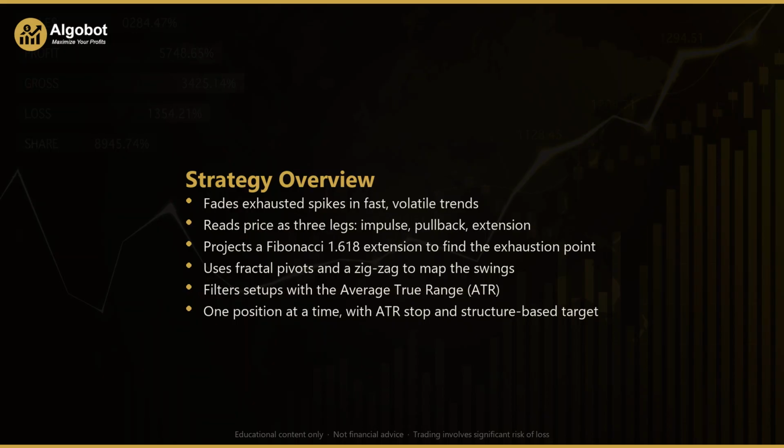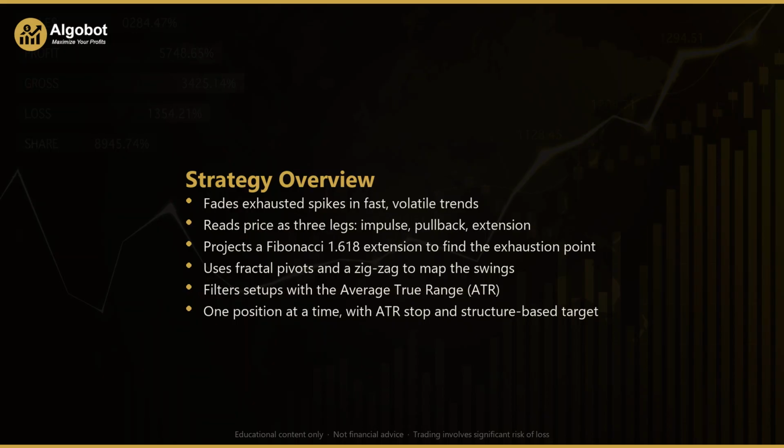The strategy anchors a Fibonacci extension to that primary impulse, the A to B move, and projects it from the pullback pivot C. With the extension ratio set to the classic golden value of 1.618, point D becomes a statistical estimate of where the spike is likely to run out of steam.